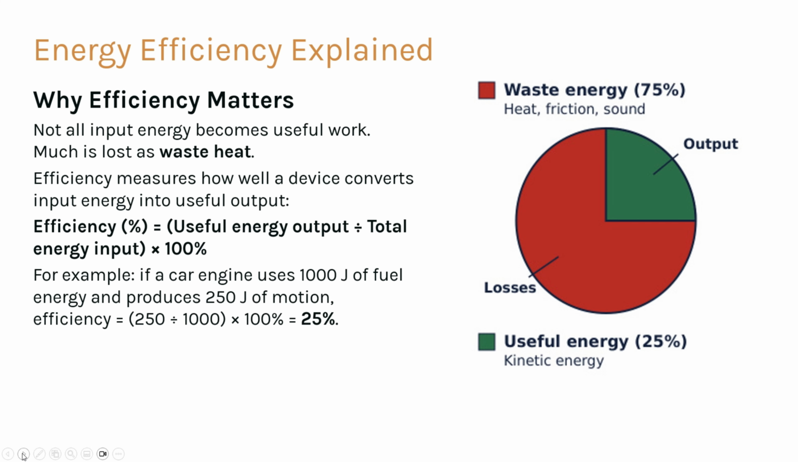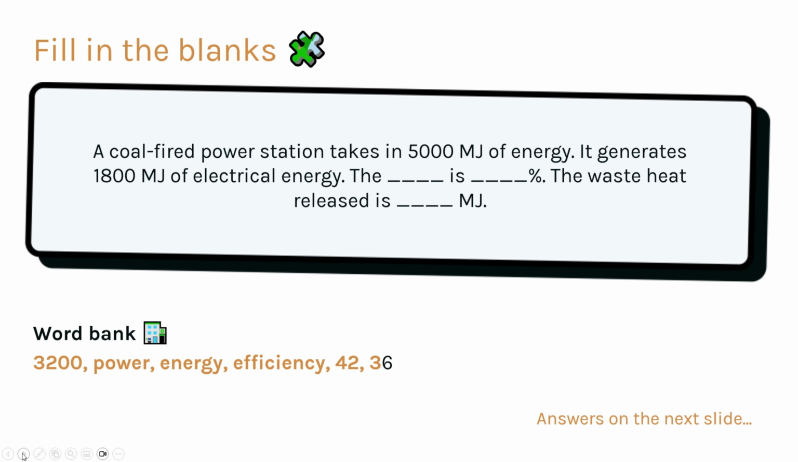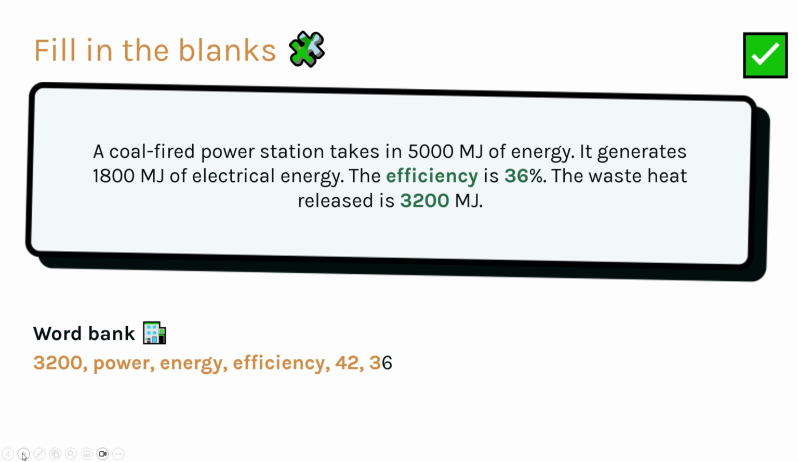Fill in the blanks example. Let's apply this idea. Have a go at filling in the blanks of this sentence from the words below. Once you have done this, press play, and we will continue this together. A coal-fired power station takes in 5,000 megajoules of energy and produces 1,800 megajoules of electrical energy. The efficiency is 36%. The waste heat released is 3,200 megajoules. This shows how much energy is lost, even in large-scale systems.